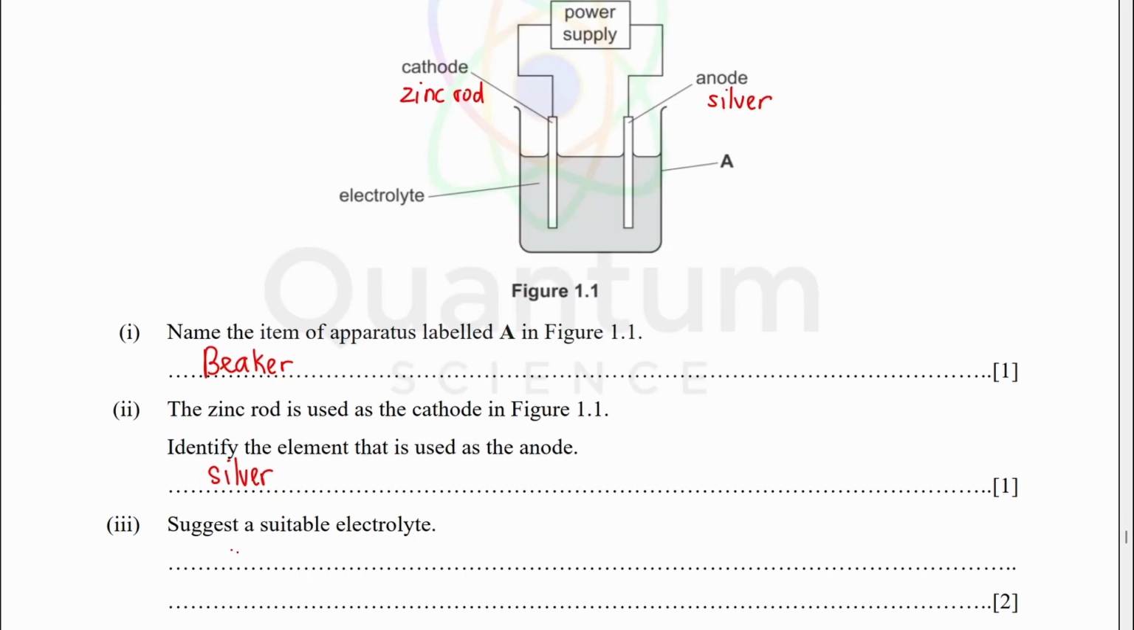Suggest a suitable electrolyte. Okay, so I want to cover this zinc rod with silver. So, of course, the electrolyte in here must contain something silver. So in this case, I can use what? Silver nitrate, but it should be in liquid, right? So you have to write the words aqueous silver nitrate.